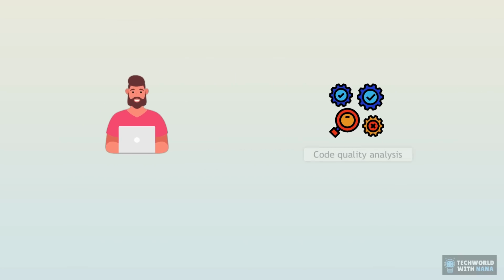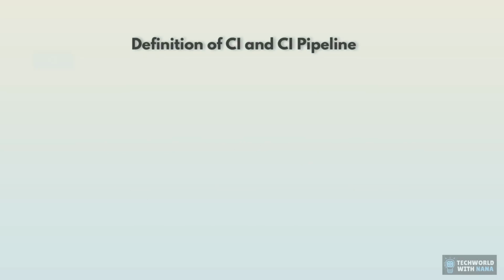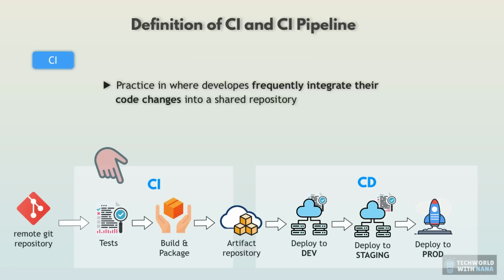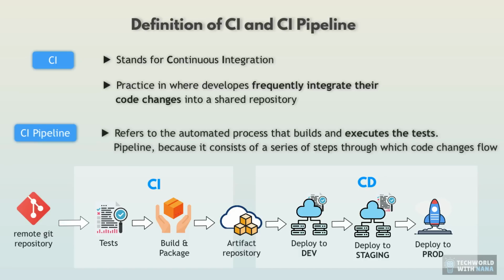And especially as a junior engineer, this actually lets you learn so much of programming best practices while you're developing, because it gives you this feedback loop of what you are doing wrong. And that process of committing small code changes frequently and running tests and scans on them to identify any issues is called continuous integration, or CI. And the pipeline that runs those tests in order to discover any issues is called a CI pipeline.